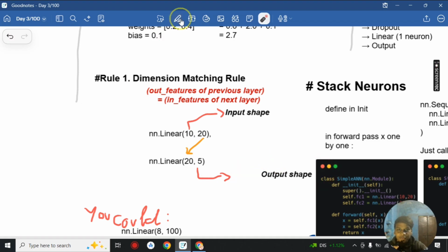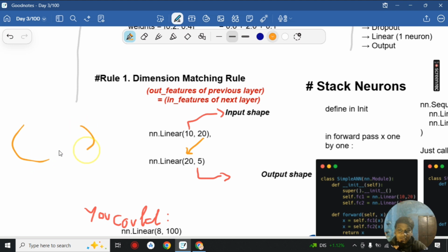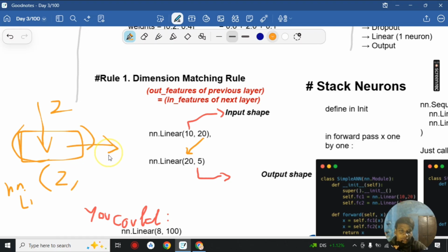Okay, so basically if we have a neural network here, if it will take our two-dimensional tensor, then we'll be writing here nn.Linear(2, and if the output we should be getting is 10, then we will write here nn.Linear(2, 10). Okay, so basically it works this way.